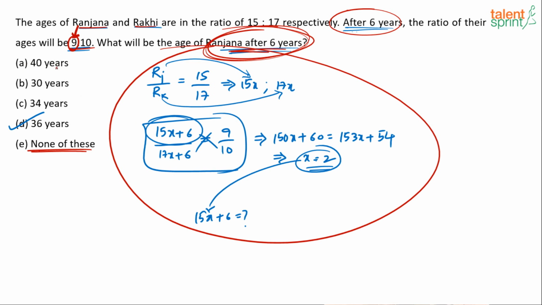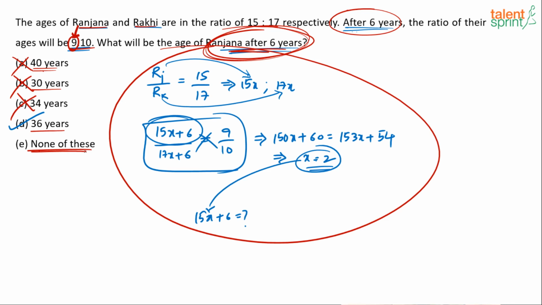Is option A a multiple of 9? No. How can this be the answer? Is option B a multiple of 9? No. How can this be the answer? Is option C a multiple of 9? No. How can this be the answer? Is option D a multiple of 9? Yes. 36 years. Maybe this is the answer. You cannot jump to it immediately. You cannot conclude that D is the answer. It might be the correct answer.